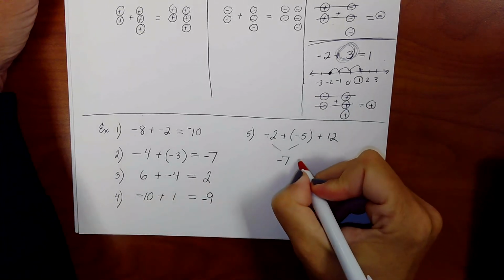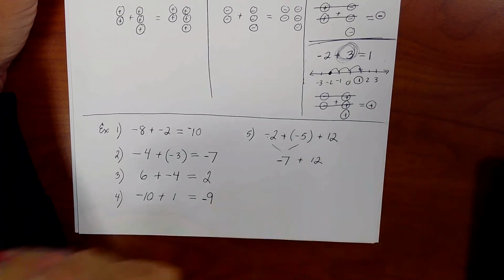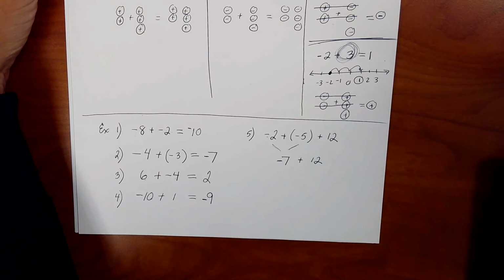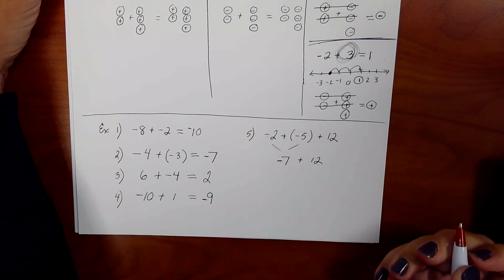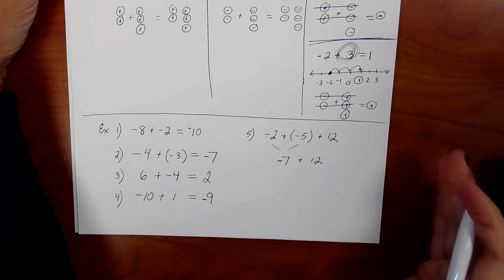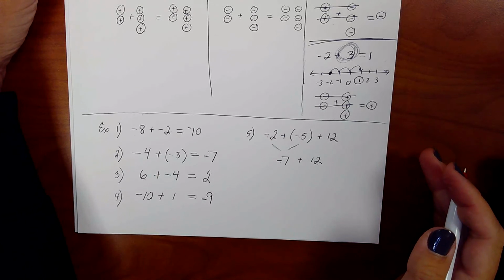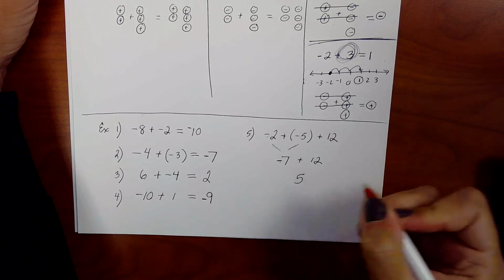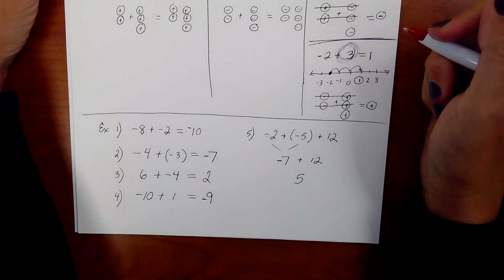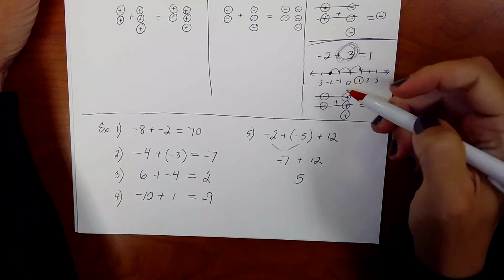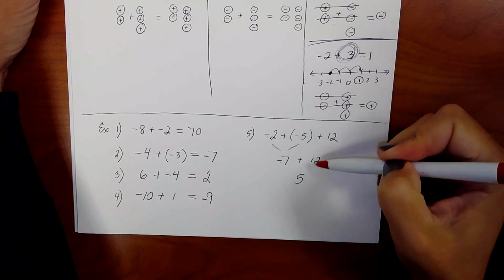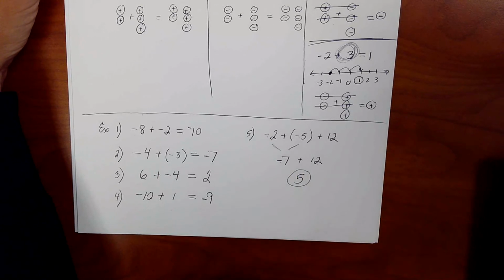Now bring down what's left here. Okay, and ask yourself again, are the signs the same or are they different? This time we have a negative and a positive. They're different. So we're going to do something different. We're going to subtract. We're going to get a 5. Is that going to be a positive 5 or a negative 5? Well, the greater number is positive, so positive 5.